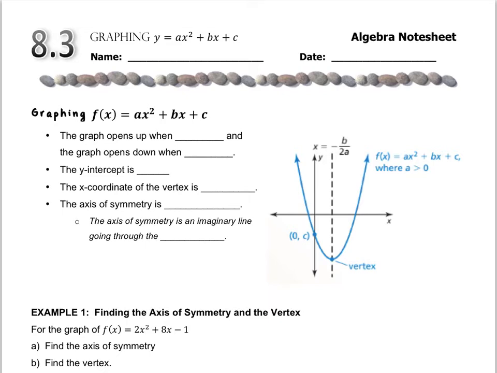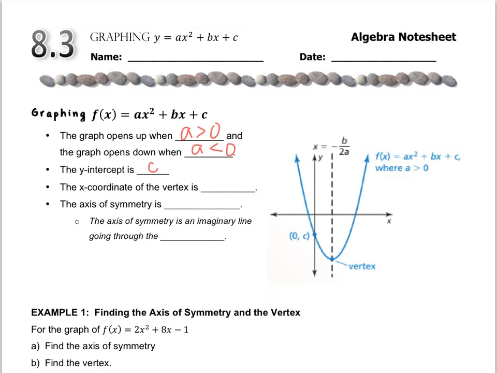So here are some things you might need to know. The graph opens up when the a value is greater than 0, meaning positive, and the graph opens down when the a value is less than 0, meaning negative. The y-intercept is the c value, and the reason that's true is because the y-intercept is when the x value is 0, so it would eliminate this term and this term, so you would just be left with the y-intercept.